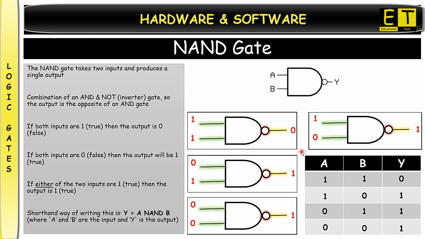The truth table for the NAND gate will look like this. As you can see, it's only 0 when both of the inputs A and B are 1. So it's the opposite of the AND gate.